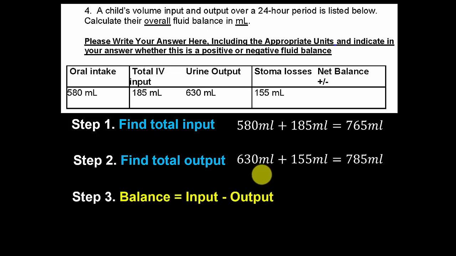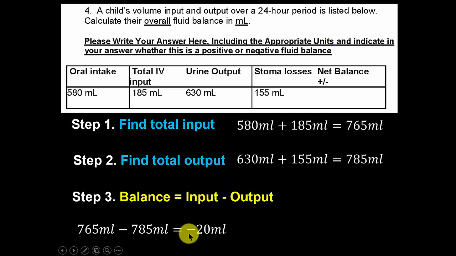Now I can apply the fluid balance formula, which is input minus output. So it's 765 take away 785, and you'll notice the answer is negative 20 milliliters. It's very important to record a negative sign, and in this case, if it was a plus sign, I'd have to record that as well, because it clearly says in this little instruction here that I have to get the net balance as a plus or minus.